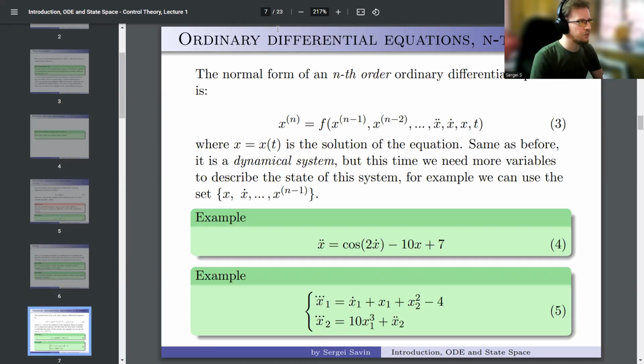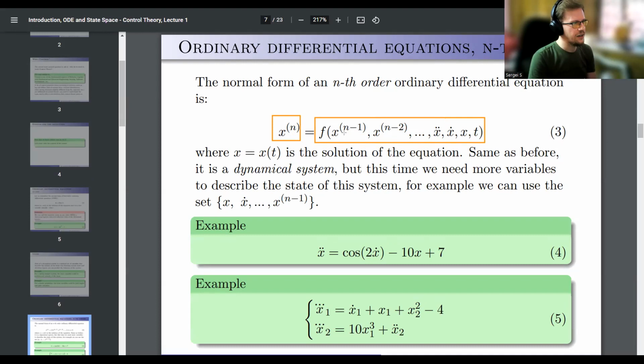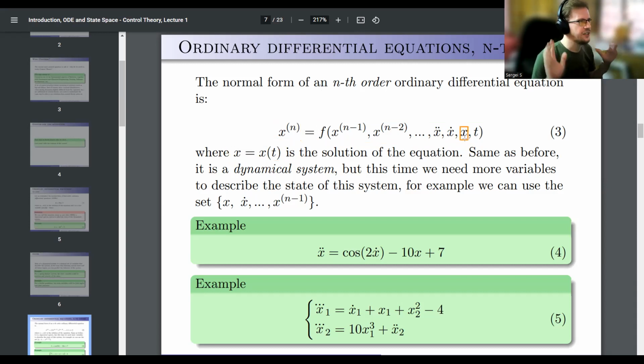Here we have an example of what a differential equation of the nth order, or nth degree, I guess, is. So this is the nth derivative of x, and this is a scalar function f of the n-1, n-2, etc. derivatives, and x double dot, x dot, x, t. So x of t, in this case, is the solution to this equation. This, as before, is a dynamical system. And in this case, x, as you can see, is not bold, which indicates that it is a scalar. This is a scalar equation.